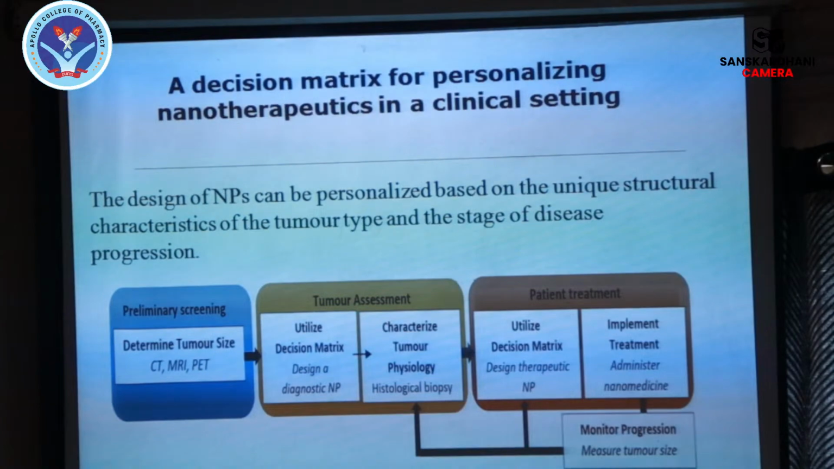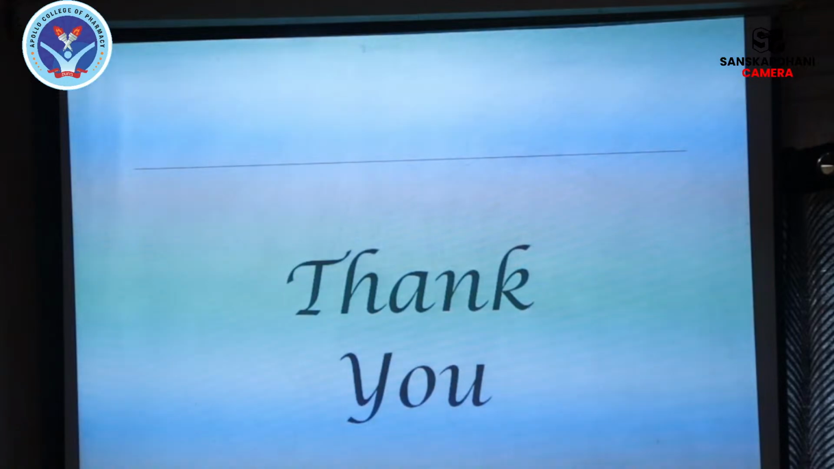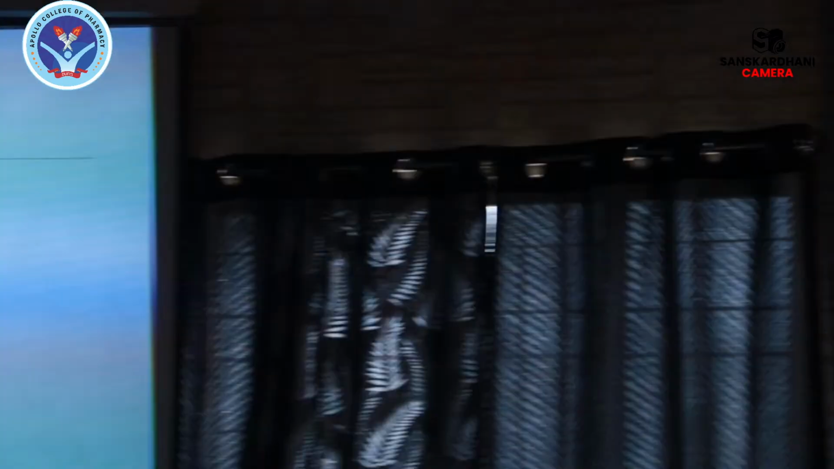So this is the last slide. The summary is that liposomes are effective, but effective only under certain conditions, meaning in those patients who have a functional EPR. Once you identify the patients with functional EPR, you can give this therapeutic liposome. For other patients, this may not work well. So that is the bottom line of my presentation.